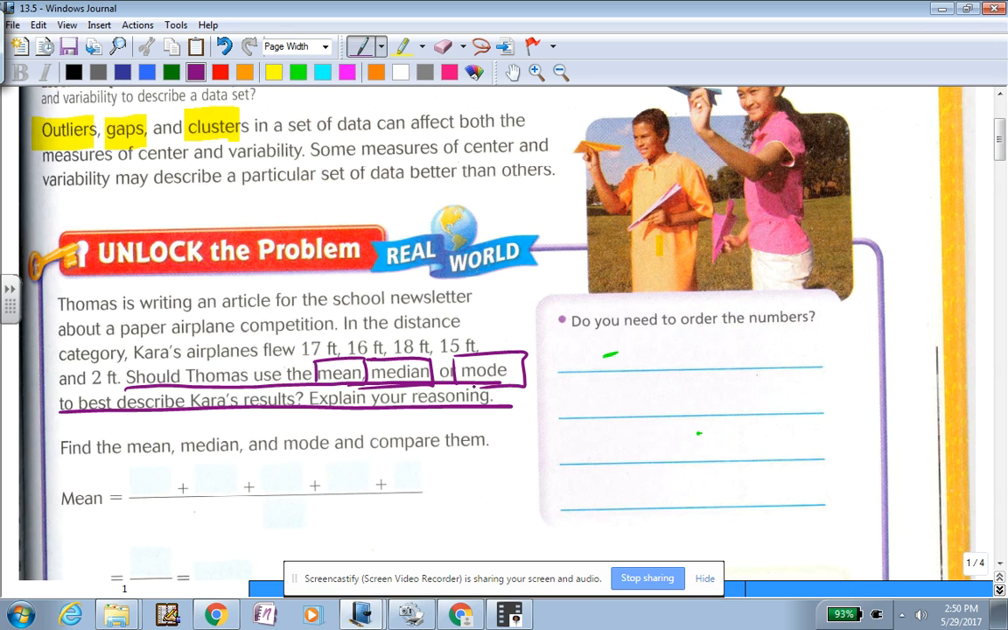There are math signal words there that tell us what we're going to have to do. We also have some important number facts: 17 feet, 16 feet, 18 feet, 15 feet, and 2 feet. Those are the data values that we're working with. Now, over in the box here, there's a really important question. That question asks us, do we need to order the numbers? Well, what do you think? We're asked to find the mean, median, and the mode. The mean, we don't need to. The median, do we need to? Yes. The mode, we don't. But yes, simply because we are finding the median.